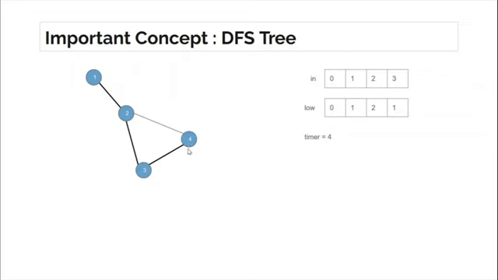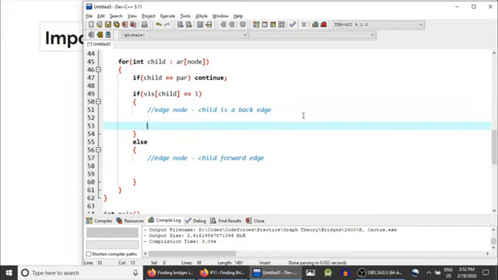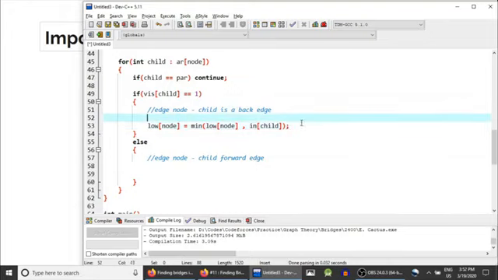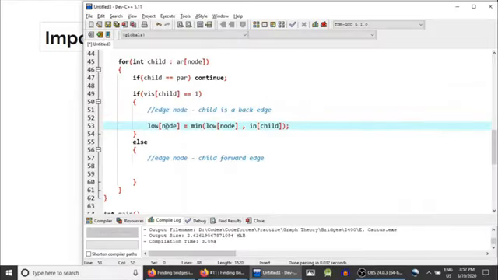we minimize the low time of node 4. So what we do is: low time of current node is equal to the minimum of low time of current node, comma, in time of child node, right? I call this child, but it is actually not a child, I just say so. If this is a back edge, we try to minimize the low time. Why can't we directly initialize the low time of current node to be equal to in time of child?